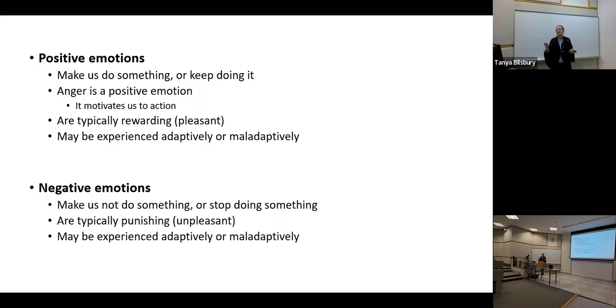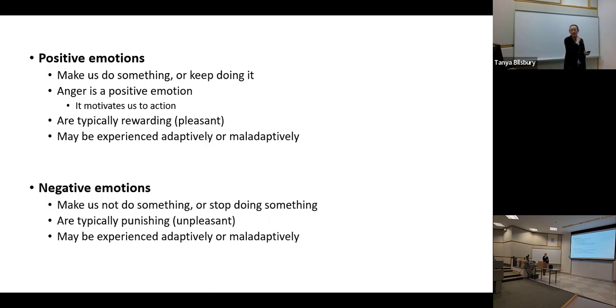A positive emotion makes you do something. It's a motivation to do something or to keep doing it if you're already doing it. I think last class we talked about how there's a part of your forebrain called the basal ganglia that's involved with your intentional action. And if your intentional action, like pushing a lever, gets you something good, like a pellet of food, it rewards you with dopamine. We like dopamine, and that makes us keep doing it. So your positive emotions make you go do something or keep doing it if you're already doing it. And in this context, anger is a positive emotion.